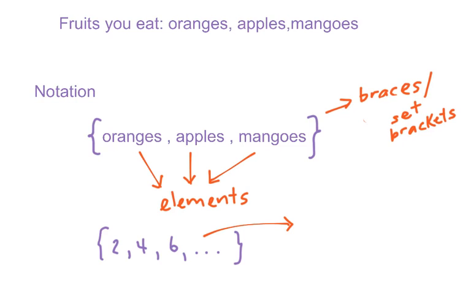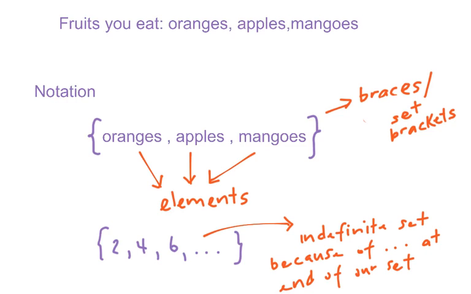It's important to know that indefinite sets are represented when there are 3 dots at the end of our set braces or set brackets. So this represents an indefinite set.